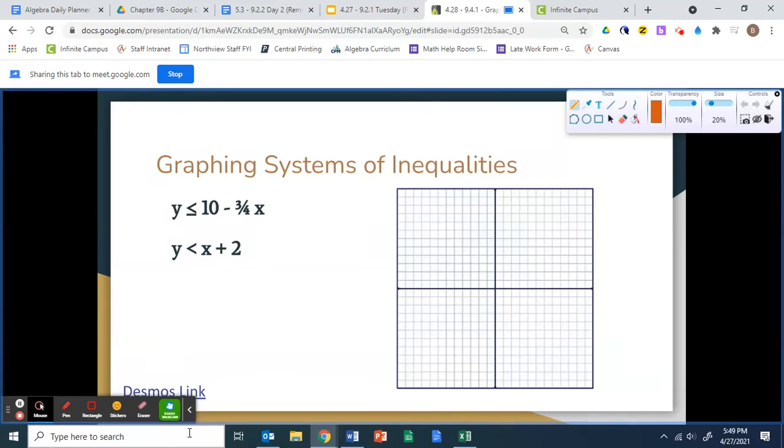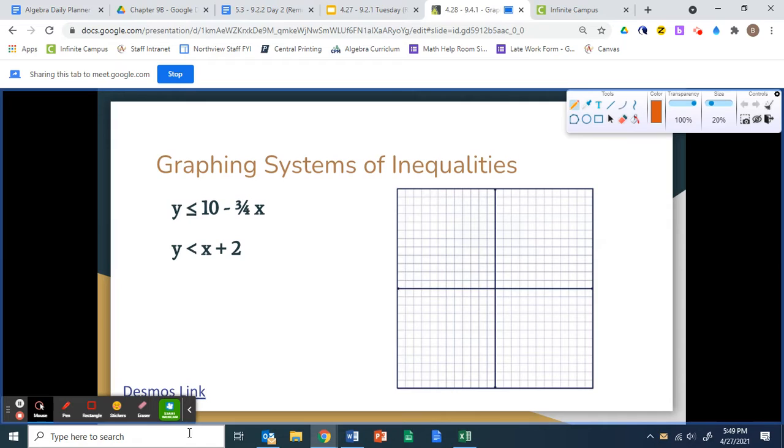Okay, so today we're going to talk about graphing systems of linear inequalities. You have to remember what a system is first. A system is a set of more than one inequality that has to be satisfied. In this problem, we have two inequalities, and our solutions have to work for both of them. It cannot just work for one; they have to work for both of the inequalities.